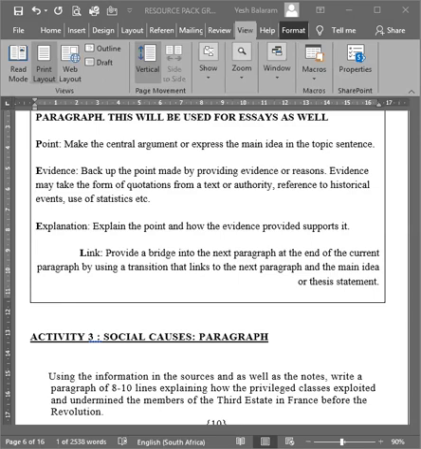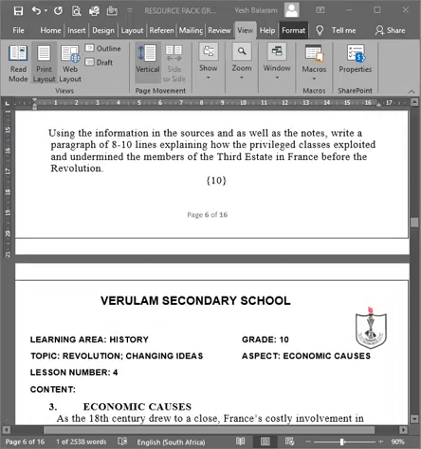Now, interestingly, with the working class, they were not just disadvantaged or exploited by the first two estates, the privileged classes. They were disadvantaged and exploited also by the middle class, who were often their employers. So you can make that point as well. Now, the bulk of your paragraph should be about the peasants, and it should relate to how the noblemen abused or exploited the peasants. Very importantly for paragraph writing, you are not allowed to use bullets like you see here for paragraph writing. Each one must be a sentence.